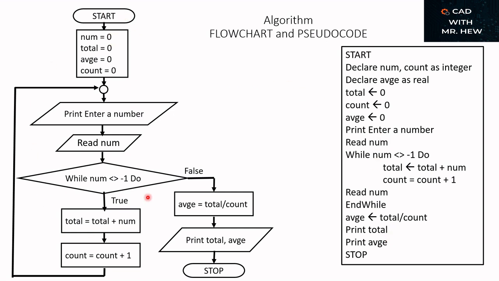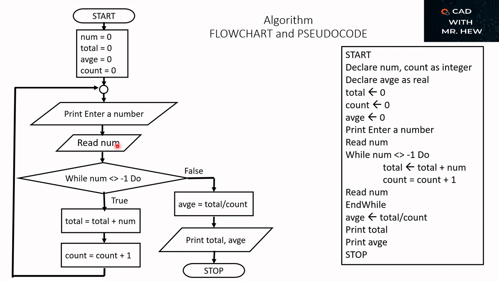So I'm going to run through the flow chart now. In the flow chart, we have the start. We assign 0 to the variable num, which will store the number. We assign 0 to the variable total. We assign 0 to the variable average. We assign 0 to the variable count. Now we're going to print on the screen, enter a number.